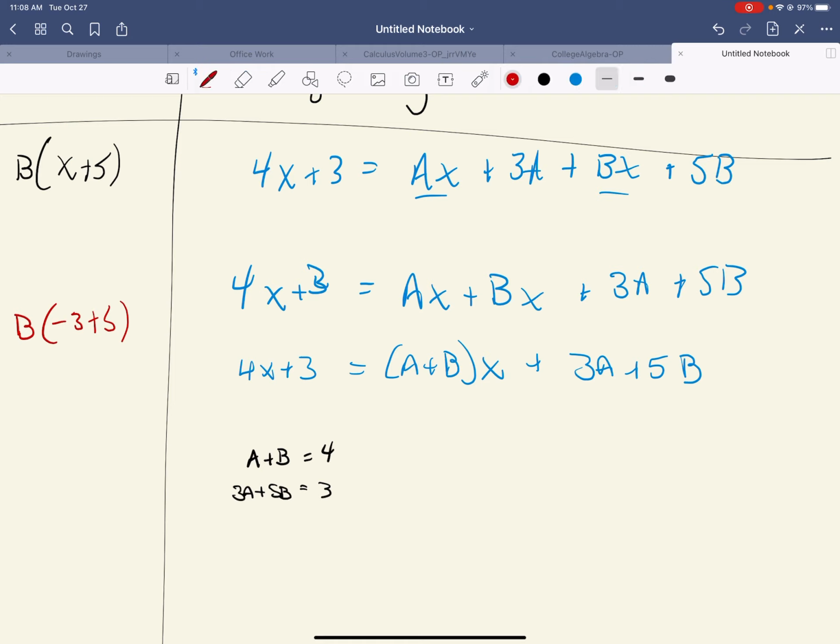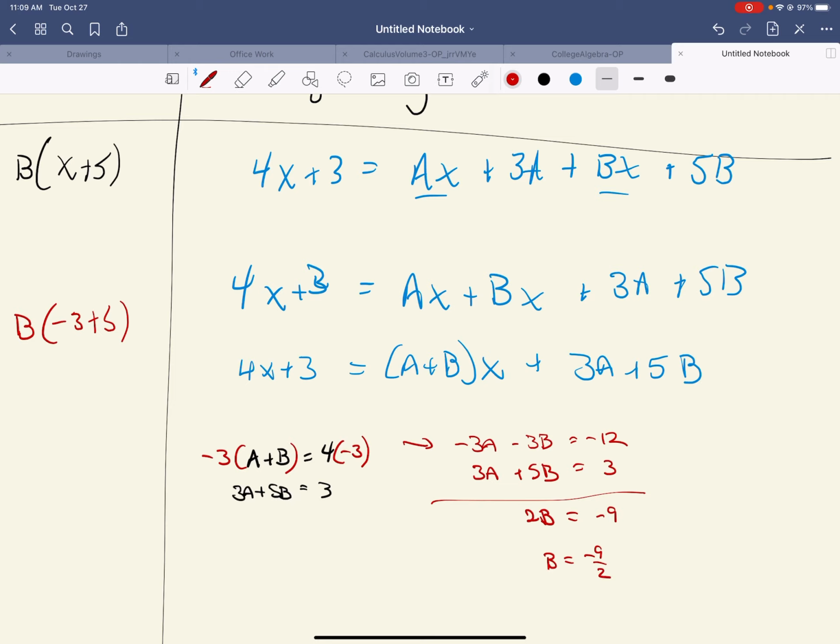In order to solve this, I would eliminate the a first, and so I would multiply this side by -3 and this side by -3. If I do that, I get -3a minus 3b equals -12. And I'm going to keep this 3a plus 5b equals 3. And when I add, the a's disappear. So -3b's plus 5b's is 2b's. And -12 plus 3 is -9. And so b is -9/2.